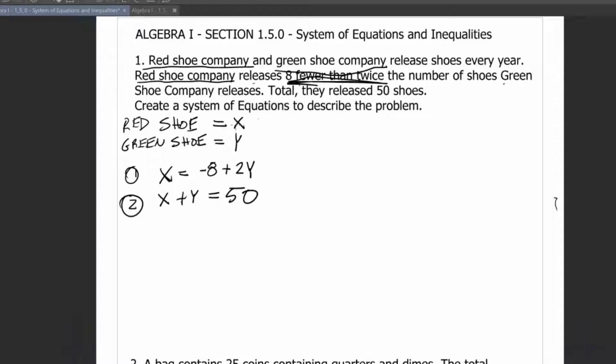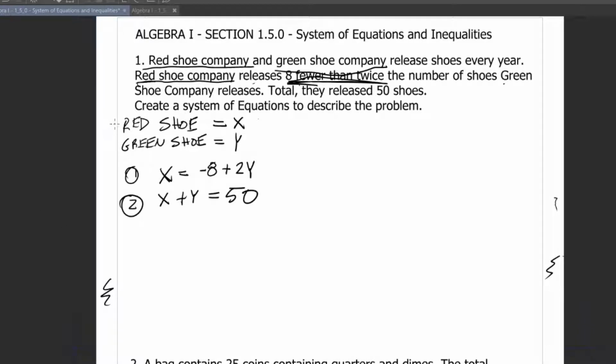Red Shoe Company X, we assigned, maybe I should use colors, right? Red Shoe Company, oh, these colors are not working. Let's see, new layer. And let's do that. Okay, the colors aren't working, sorry.